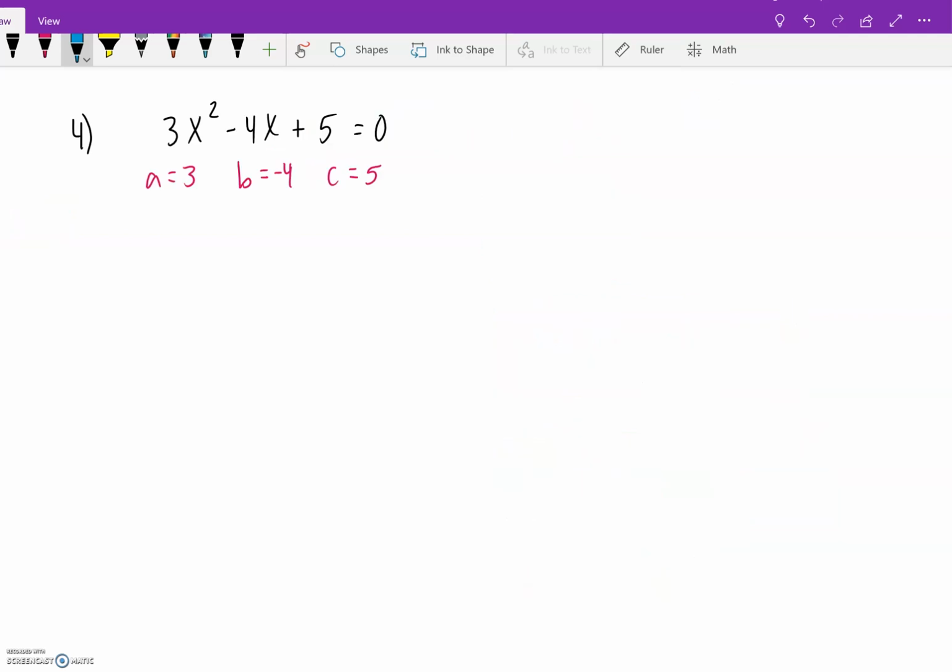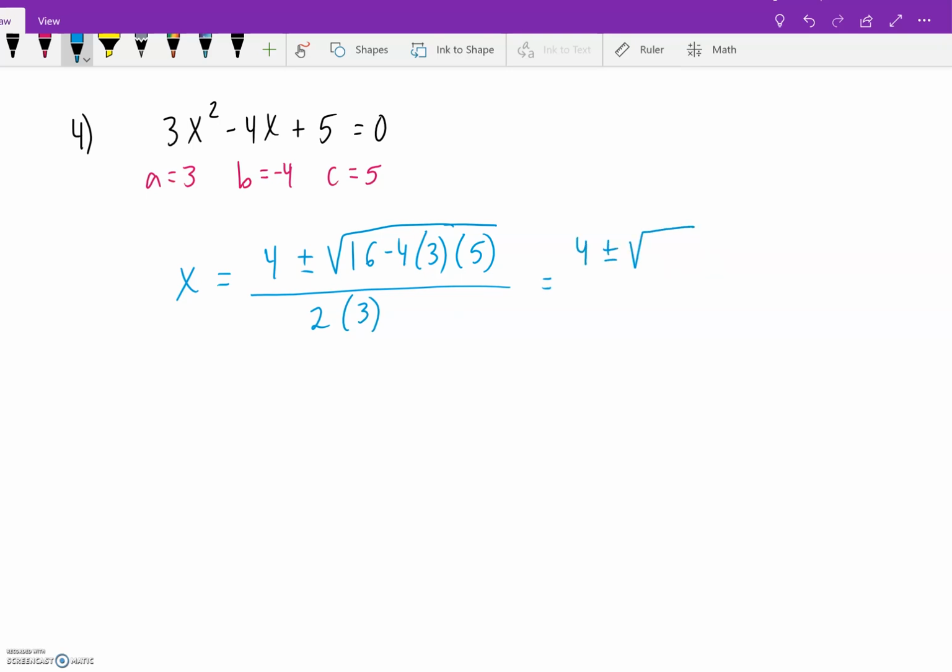We're going to go over one last example to show you guys one extra piece. Here's our quadratic. I already looked at the a, b, and c variables. Now we're going to set up that quadratic formula. So x equals negative b, which is 4, plus or minus the square root of b squared, which is 16, minus 4 times our a value times c, all over 2 times our a value of 3. When we simplify this, we are left with 4 plus or minus the square root of negative 44. So you guys can multiply that out, no big deal, and get negative 44 all over 6.